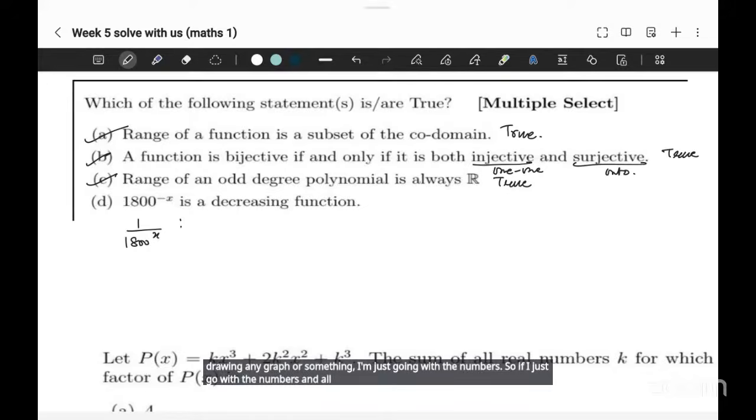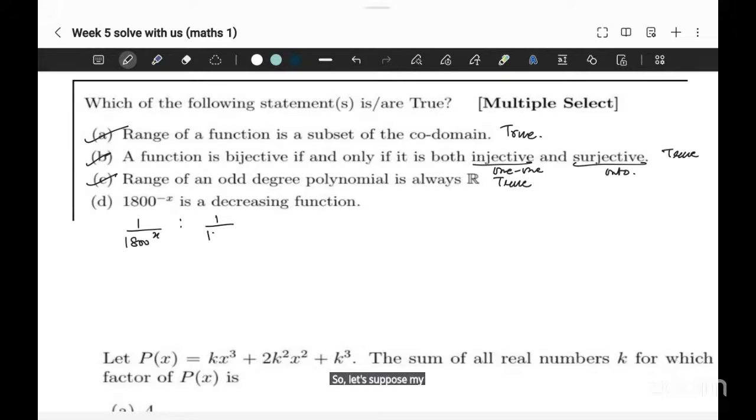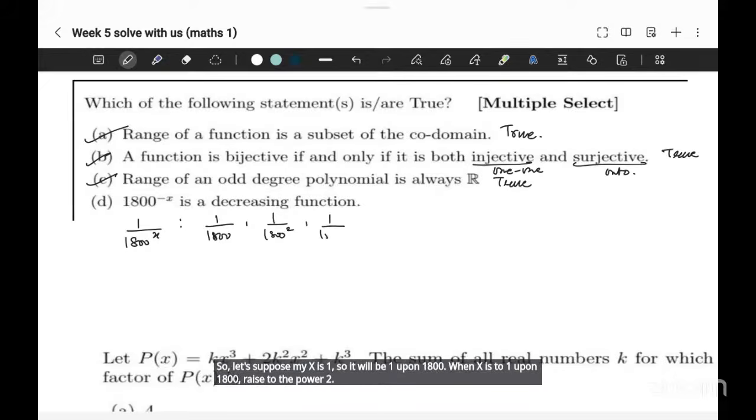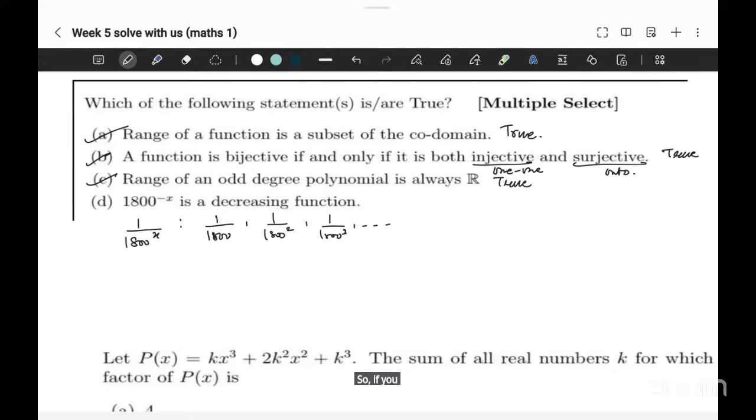Let's suppose my x is 1. So it will be 1 upon 1800. When x is 2, 1 upon 1800 raised to the power 2. And it will go on like this, correct? So if you see here, if I just divide, this will tend to 0. Yes. Okay. So that means, is this a decreasing function?